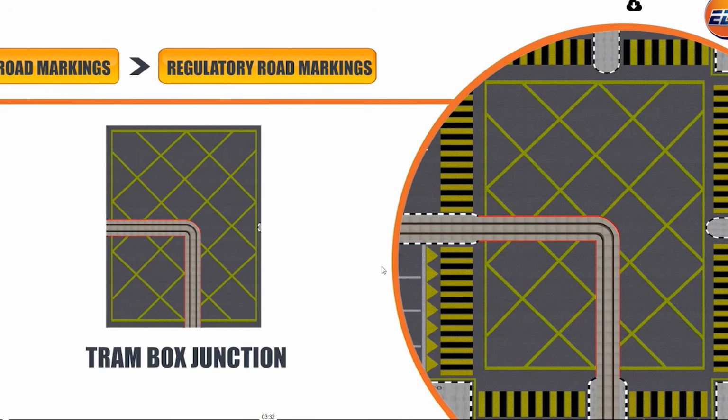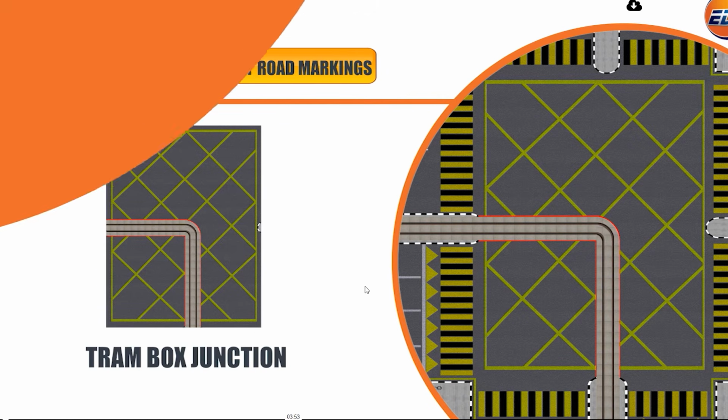Tram box junction. Tram box junction is the area where the tram track crosses the junction. The surface area along the track is highlighted with red colour over the yellow box, which indicates the tram movement area. Motorists must always keep the red zone clear and not stop the vehicle on it in order to avoid obstruction to the tram movement.